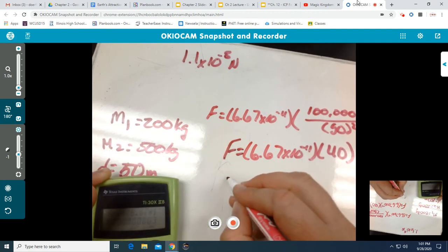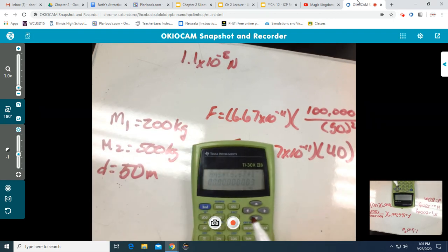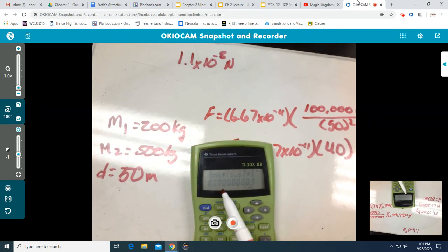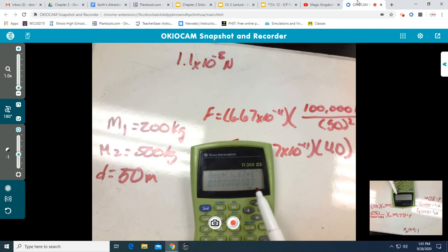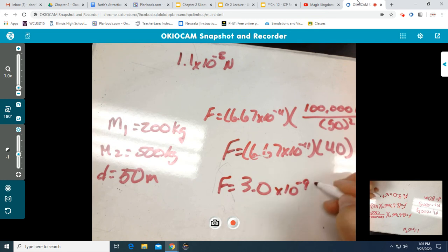and you get force is equal to 3.0. Again, that's the number I get. 1, 2, 3, 4, 5, 6, 7, 8, 9. Let me count that again. Excuse me, 10 to the negative 9th newtons.